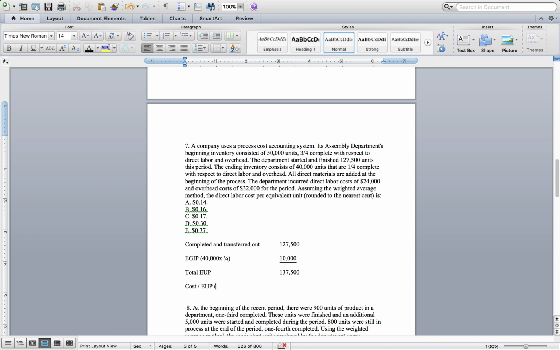So we're going to take the 24,000 and divide by the 137,500. And when we do that, that'll be 17 cents per equivalent unit of production. So that'll be letter C.